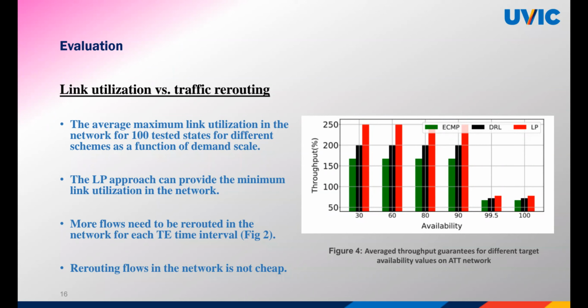But in this work, we wanted to consider both link utilization and traffic rerouting cost at the same time, make a trade-off between them, and minimize the sum of both of them. Because of that, if we want to do less rerouting, we need to increase the link utilization a little bit.